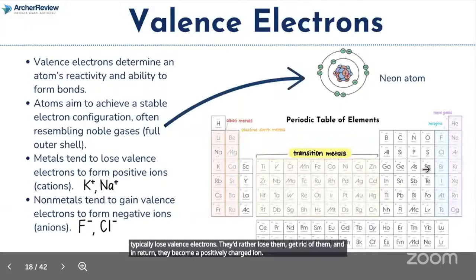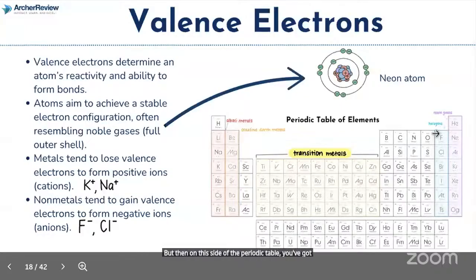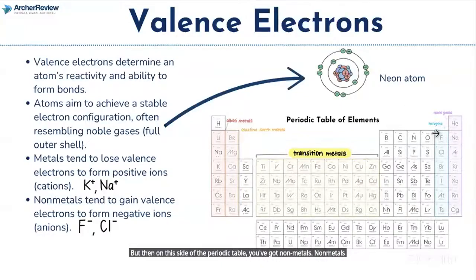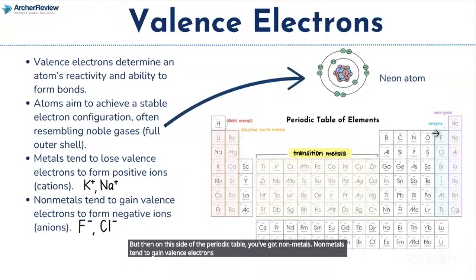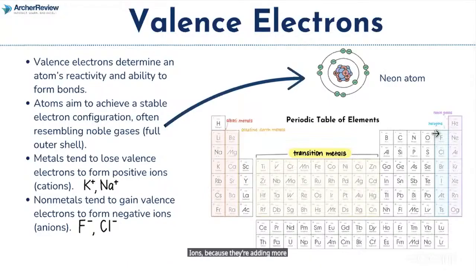But then on this side of the periodic table, you've got nonmetals. Nonmetals tend to gain valence electrons, which means that they become negative ions because they're adding more negatively charged stuff to their atom in order to become stable.